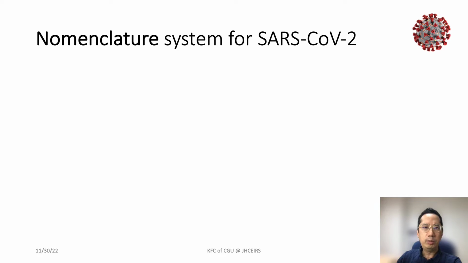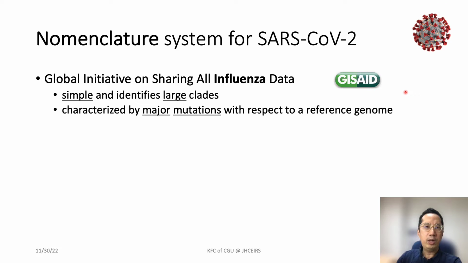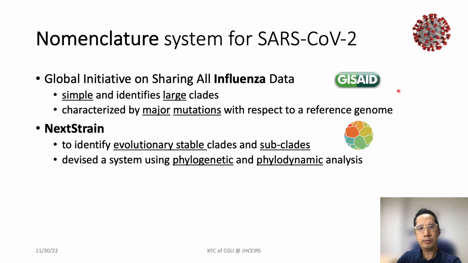So let's review the nomenclature system for SARS-CoV-2. Before the outbreak, we had the GISAID system, which stands for the Global Initiative on Sharing All Influenza Data. This system is characterized by using some major mutations and comparing them with the reference genome to identify some large clades using simple and quick methods.